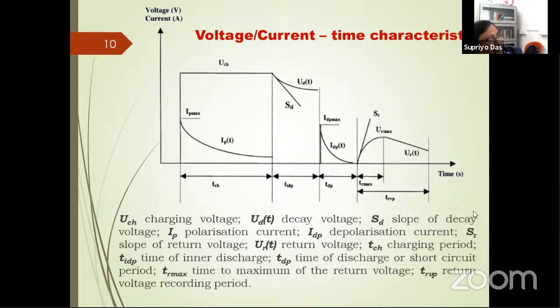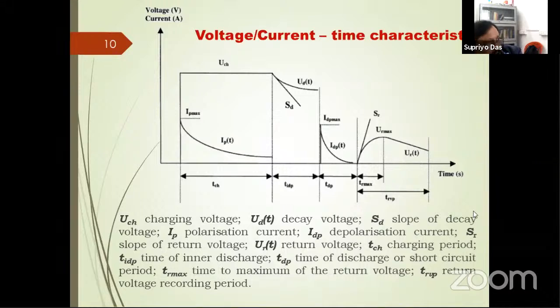Polarization, depolarization, return voltage, depolarization current method, voltage step method, all these are represented in this voltage, current versus time characteristic. If you look at the initial stage, small t_ch, that is the charging time, we are applying a constant voltage U_ch. That means we will get a constant field. When we apply the constant voltage, we get the polarization current, that is I_P.